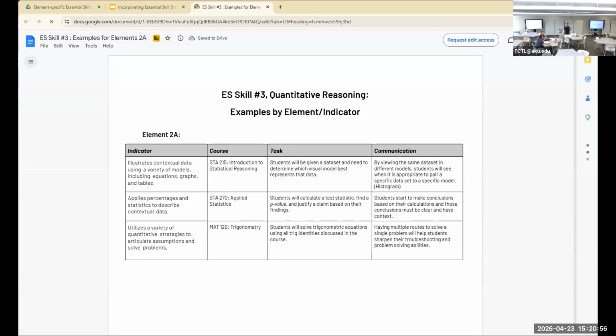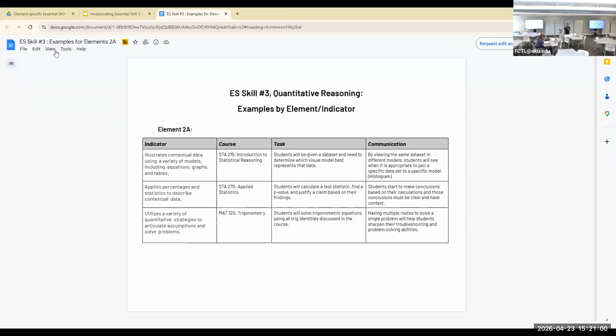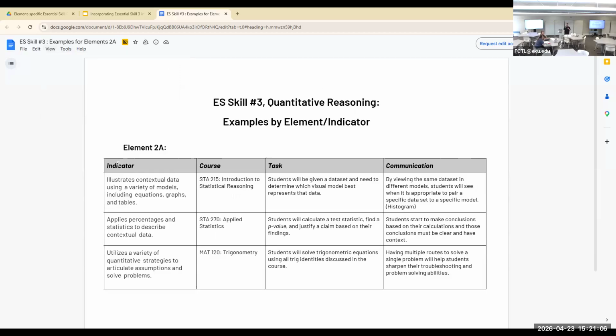I also took a couple of moments, but we won't stay here long because we literally just talked about it. This is just my thoughts from a second ago, as I wrote it down earlier: here's the indicator, here's what course I think it would be, what the task would be, and then the communication to those students, right? It's parallel to the documents that you have in front of you.